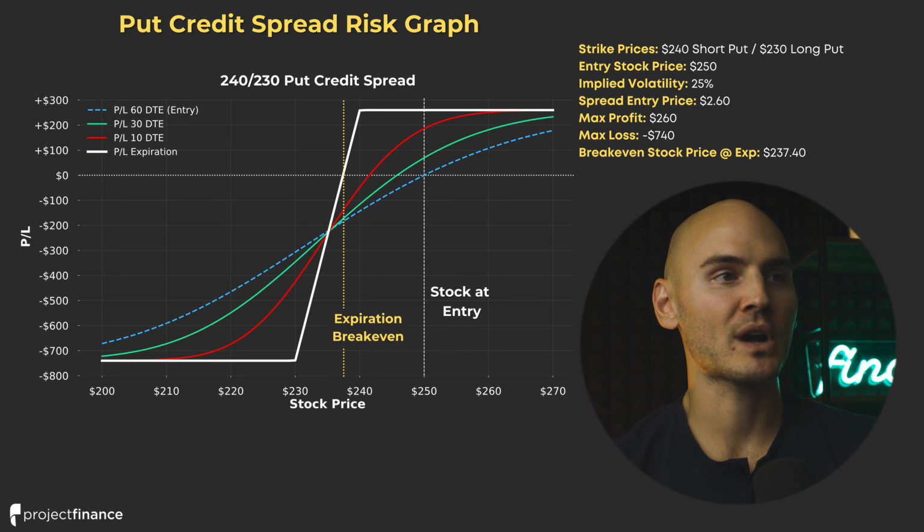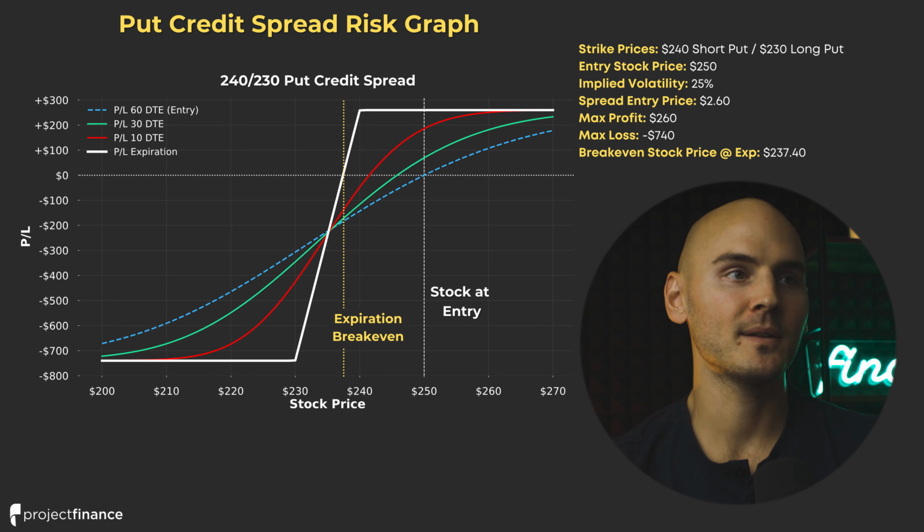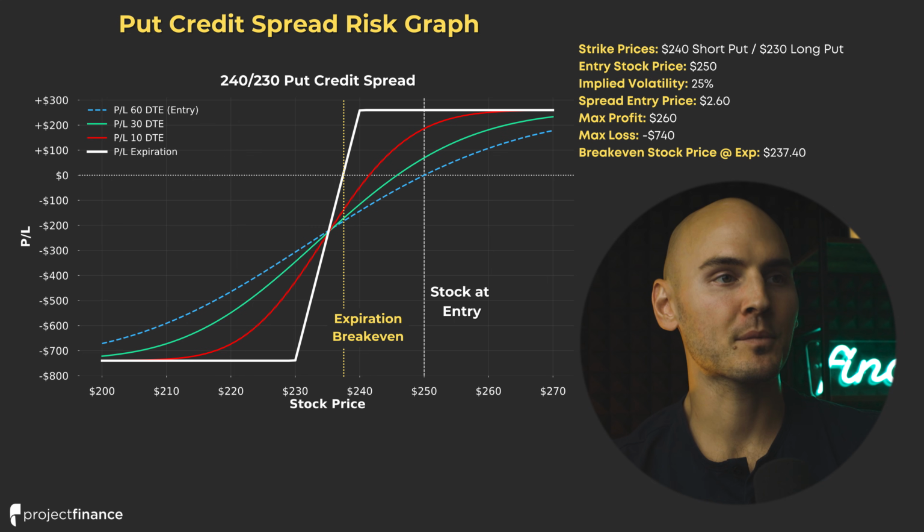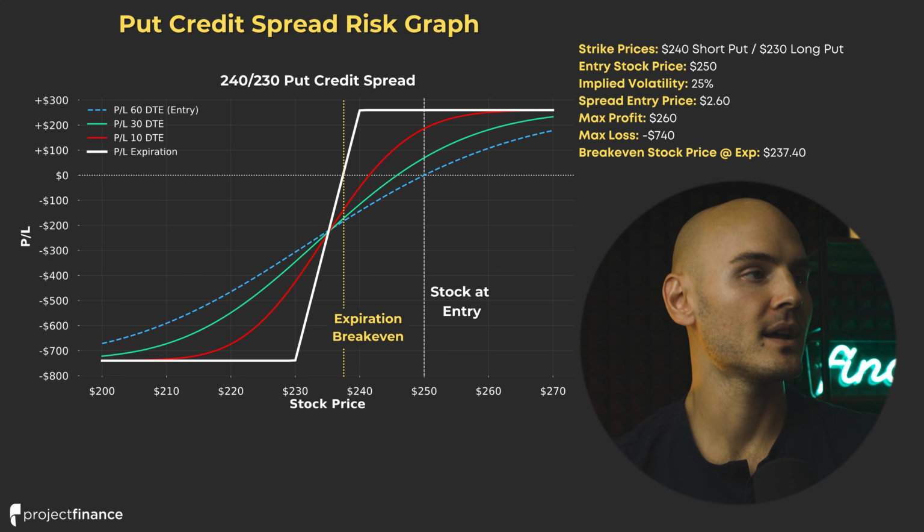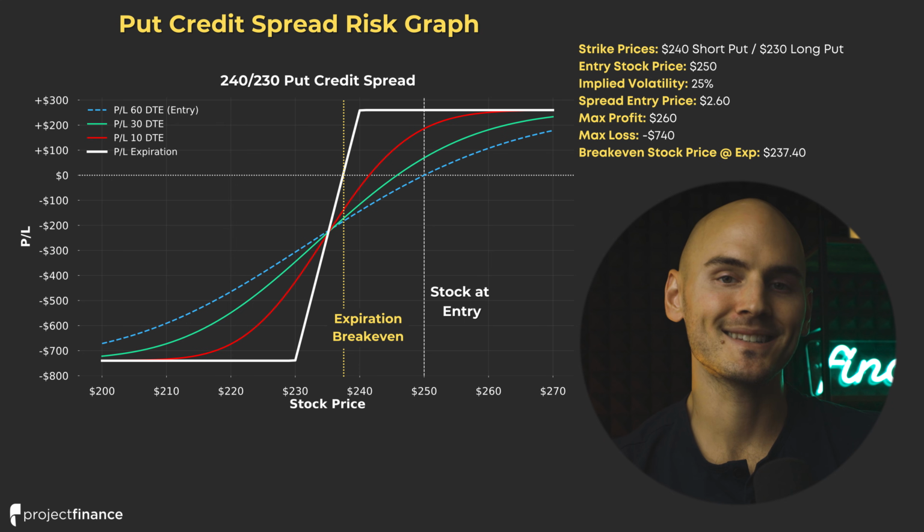This brings our max profit potential to $260 and our maximum loss potential to $740, since this is a $10 wide spread. If we collect $2.60 for it and it goes to a max value of $10, we will lose $740. The break-even stock price at expiration is $237.40. This means that if the stock price is at $237.40 at the time of expiration, the spread price will be $2.60, and therefore we will not make or lose any money.